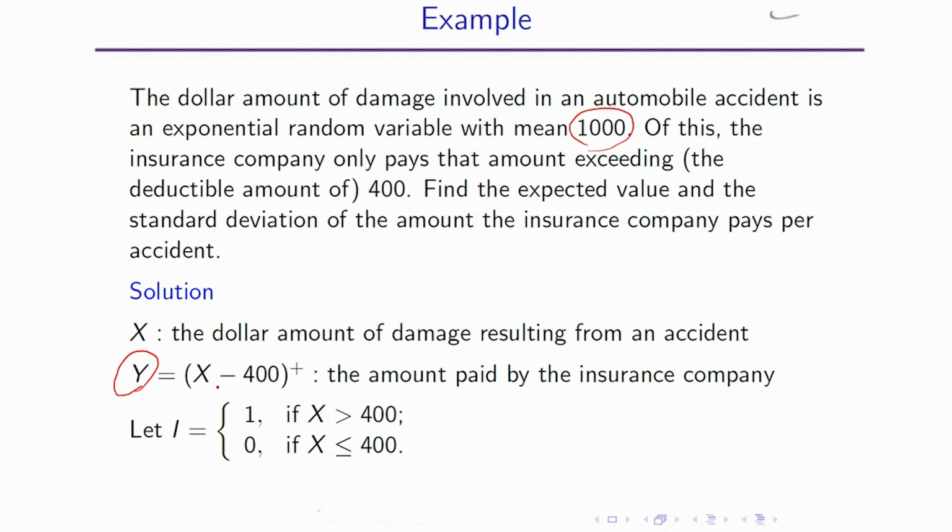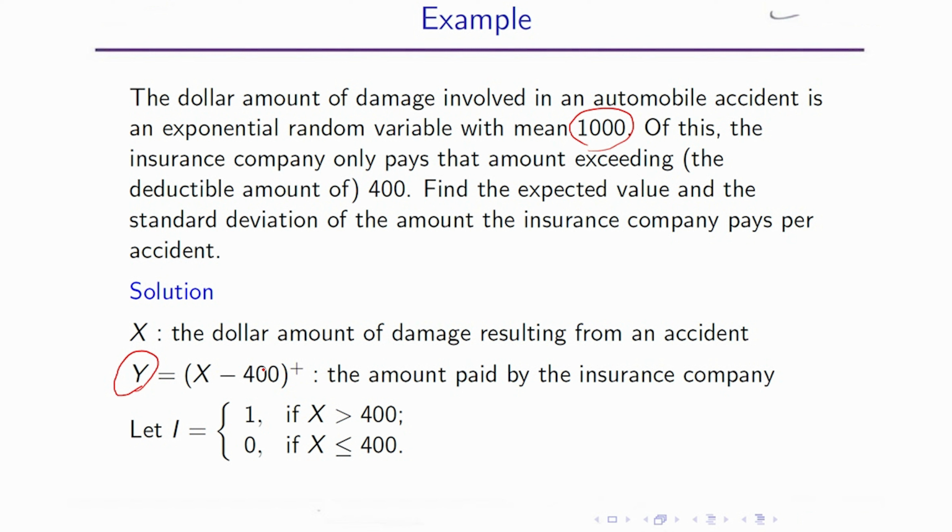So recall that (X minus 400)+ means only if X is more than 400, then Y is positive. So for example, if X is 500, Y is 100. If X is 300, Y is 0. So that's what the notation (X minus 400)+ means.